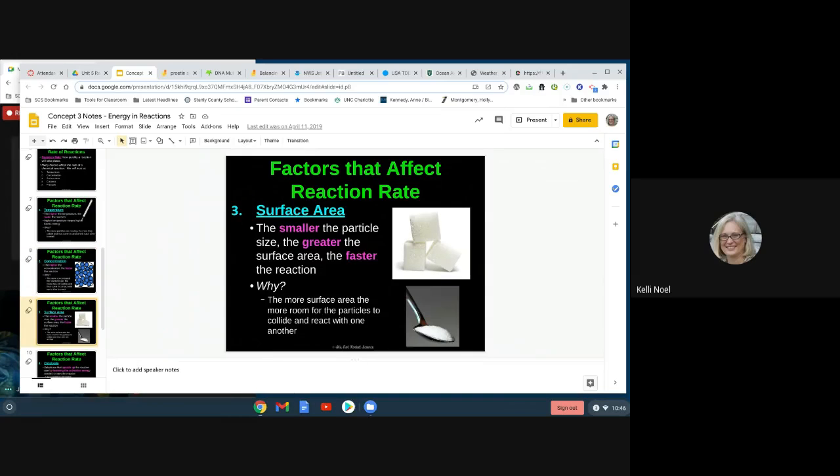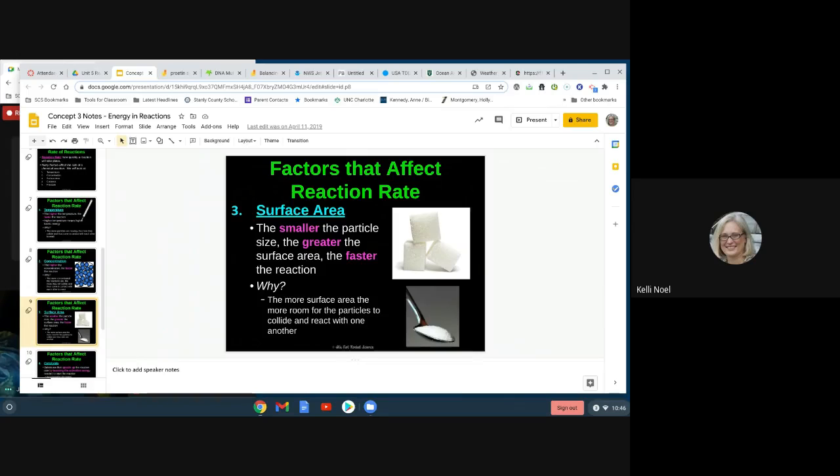Now, surface area. The smaller the particle, the faster it'll be. If you have a sugar cube and you drop it into your hot tea, it's going to take a little while for it to dissolve. But if you put a spoonful of sugar, it's going to dissolve quicker.